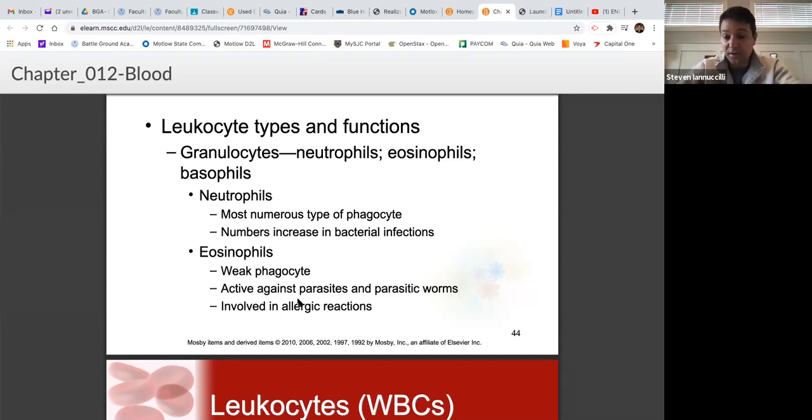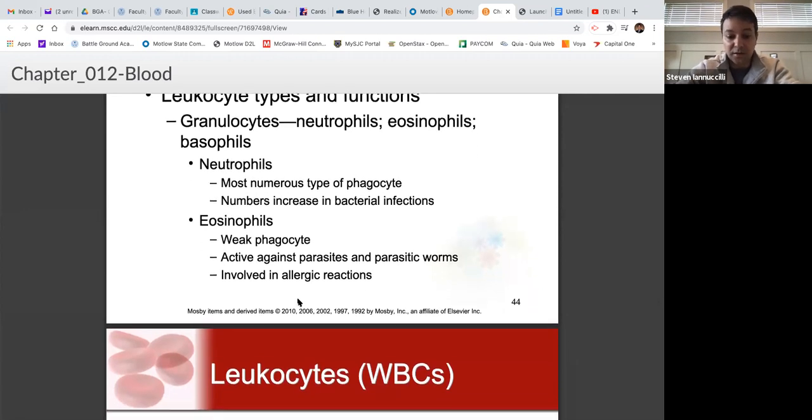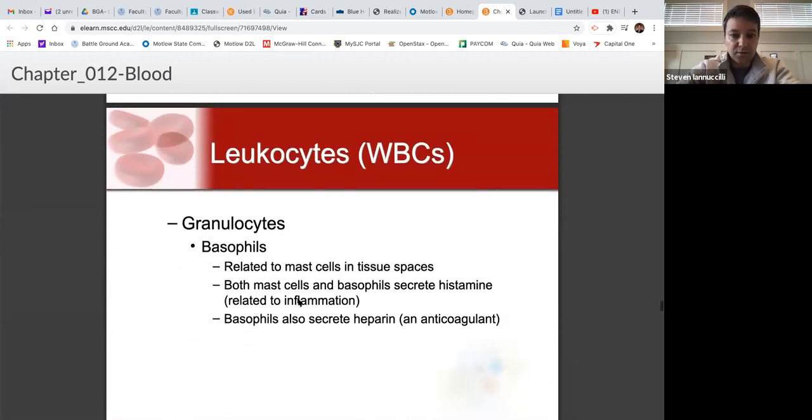Some people are allergic to pollen. I am very allergic to pollen. I'm very allergic to ragweed and dust and all those other types of things. My genetics say that my immune system is going to react to those things in a different way than people that don't have allergies to them. Same thing with shellfish allergies or peanut allergies, something like that. And these eosinophils are going to help to reduce those allergic reactions by doing phagocytosis to whatever it is that's causing the allergic reaction. Could be pollen, things like that. Okay.